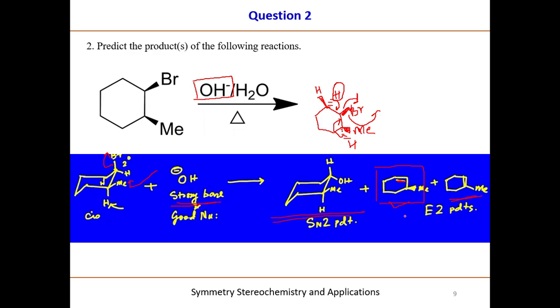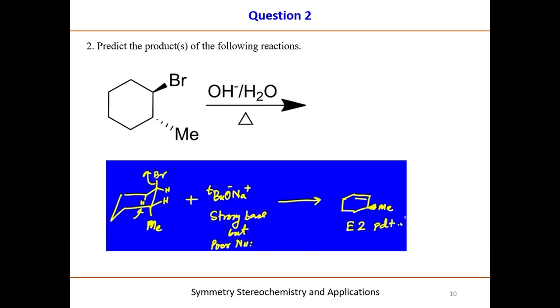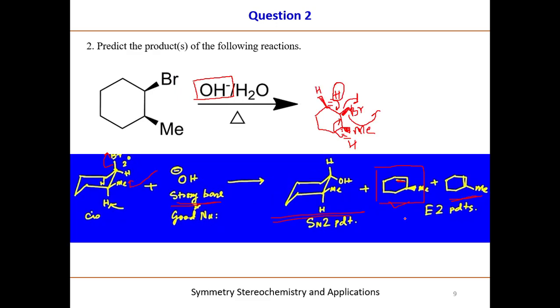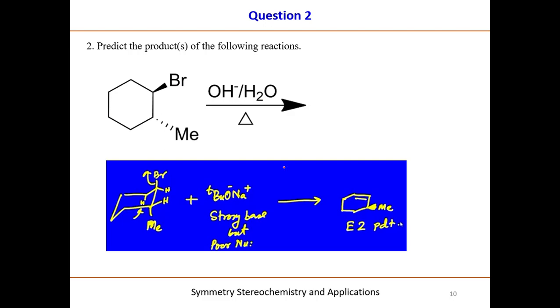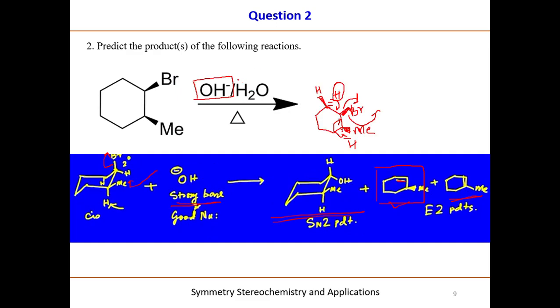Let's talk about the next one. What's the difference between these two? In the previous one it was cis, and in this case it is trans, as you can see here. Again we have two reaction conditions. I have not discussed the second condition yet, sorry. With the second condition we have water. In the case of this weak nucleophile, what will happen? It will undergo the SN1 pathway.